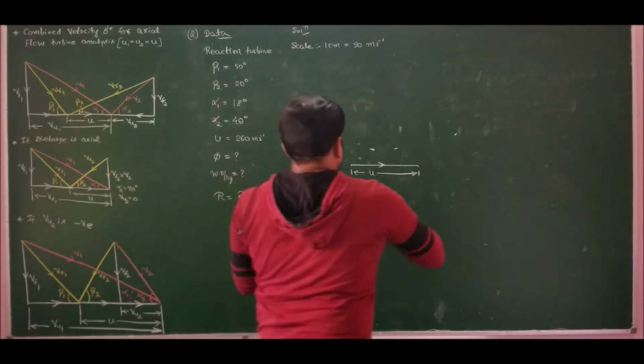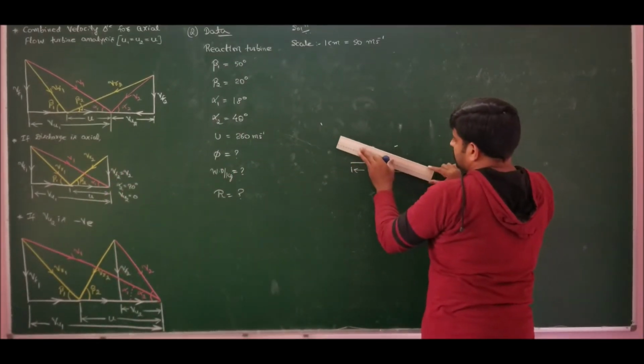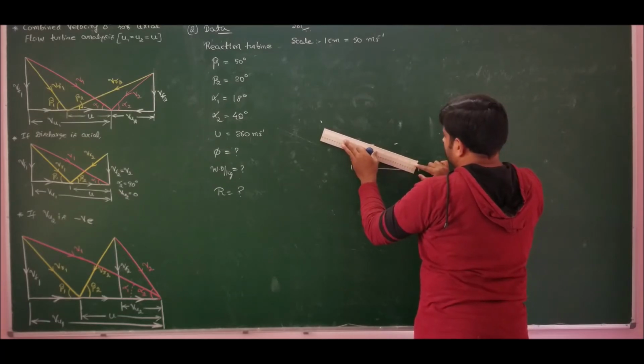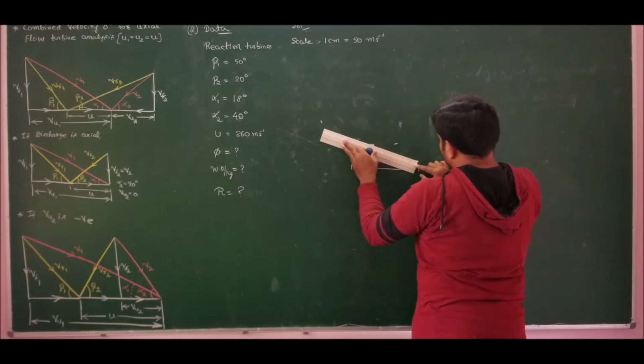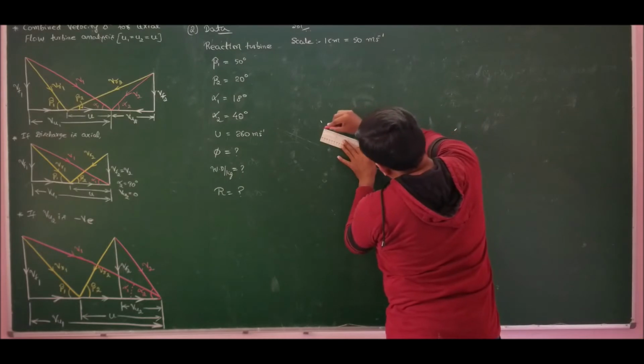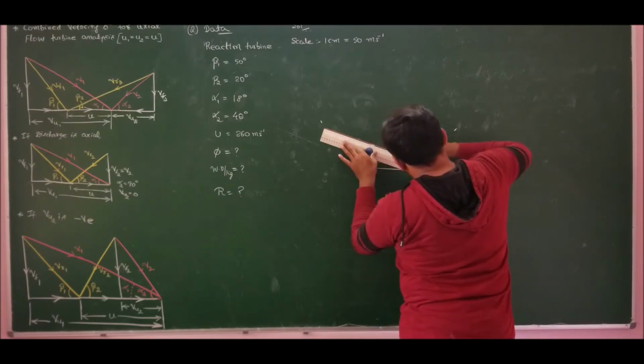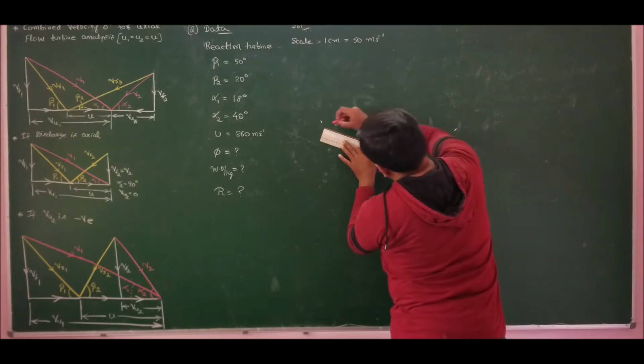Now draw arbitrary lines. First, I draw an arbitrary line for alpha 1, that is V1, whose magnitude is unknown. So I am drawing an arbitrary line of unknown length through an angle of alpha 1, which is equal to 18 degrees.